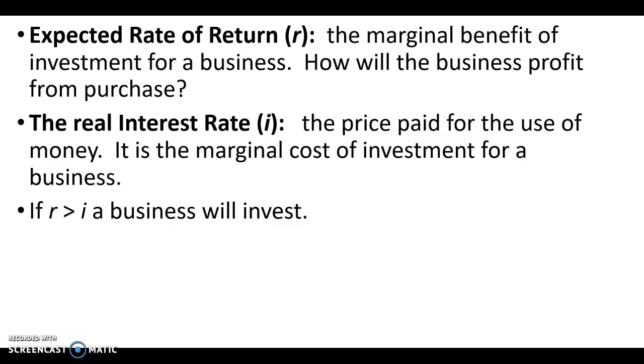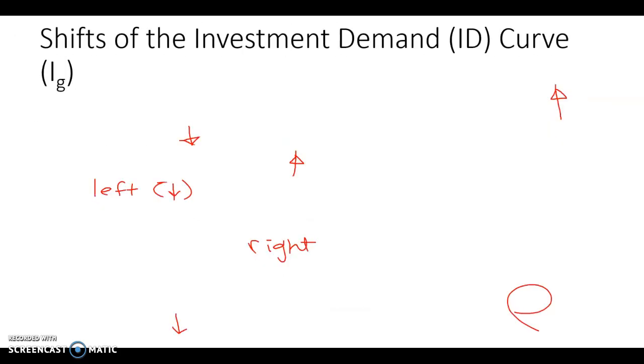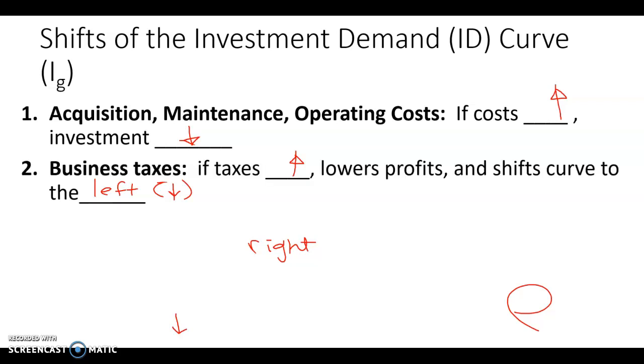So the investment demand curve shows the inverse relationship between the real rate of interest and the level of spending for capital goods. And that real interest rate is what they're spending on it. So what's going to shift that entire investment demand curve, that's gross investment, that part of GDP, is basically acquisition, maintenance, operating costs. So if my costs go up, my investment goes down.